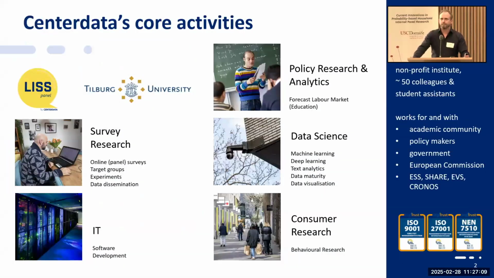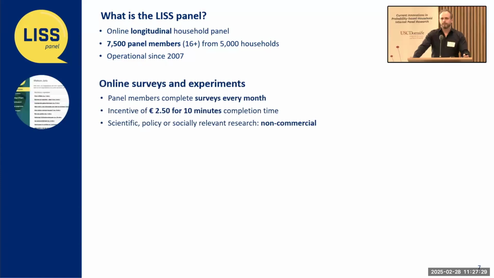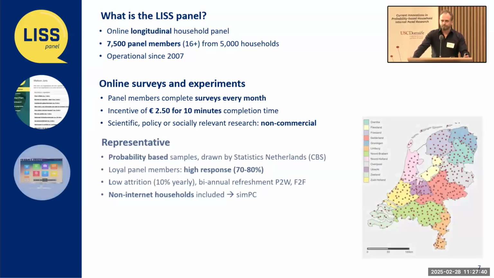I work at Centerdata. We're a nonprofit institute at Tilburg University, and among our core activities, we also manage the LISS panel from the survey research department. The LISS panel is an online longitudinal household panel consisting of 7,500 panel members, and we have been operational since 2007. Panel members fill out surveys each month, and they get an incentive of €2.50 for a survey of 10 minutes, so that translates to €15 an hour.